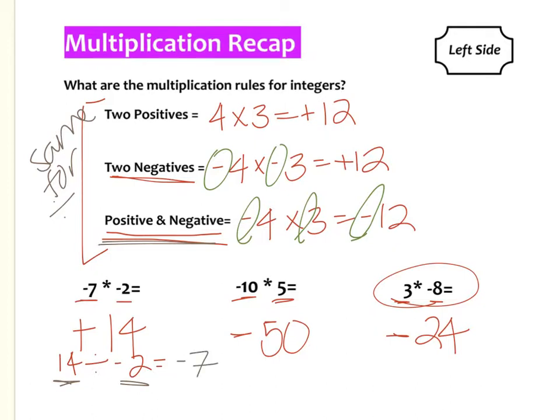And if we were to rewrite this as a multiplication sentence, this is exactly what we got here, and it confirms our answer, right? We got positive 14, and our beginning statement here is also positive 14. So the division rules are the same thing as the multiplication rules. So if you feel comfortable with the multiplication, then you are going to feel just as comfortable with the division.